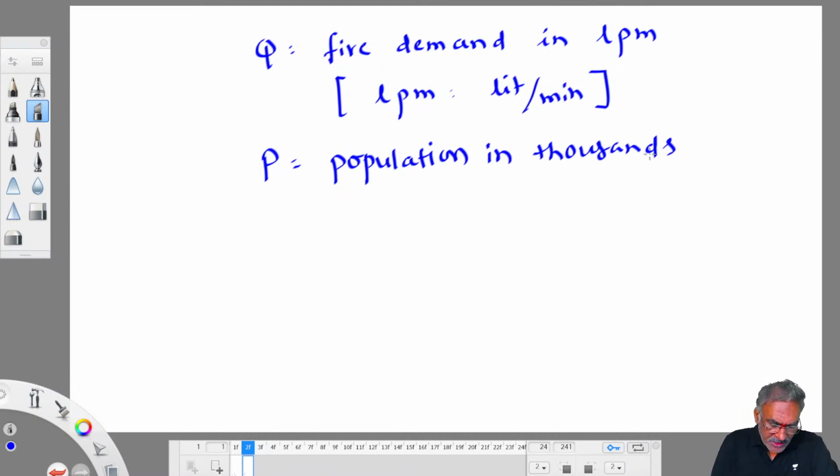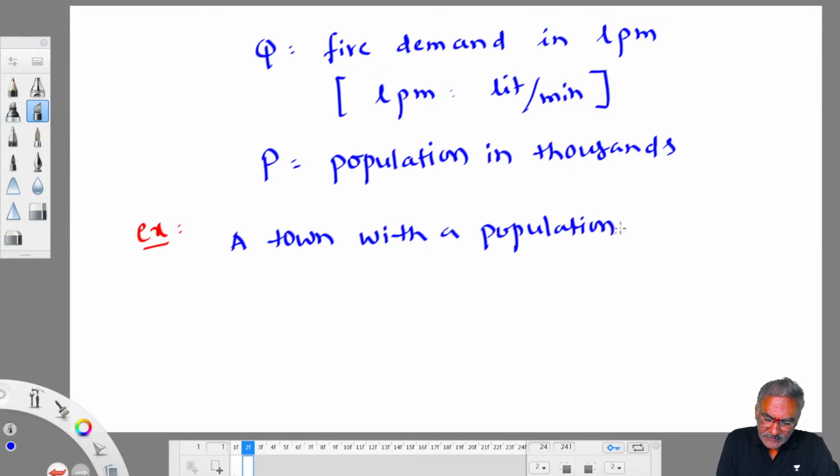Suppose for example a question is asked: estimate fire demand in LPCD for a town with a population of 1 lakh. Okay, a town with a population of 1 lakh.